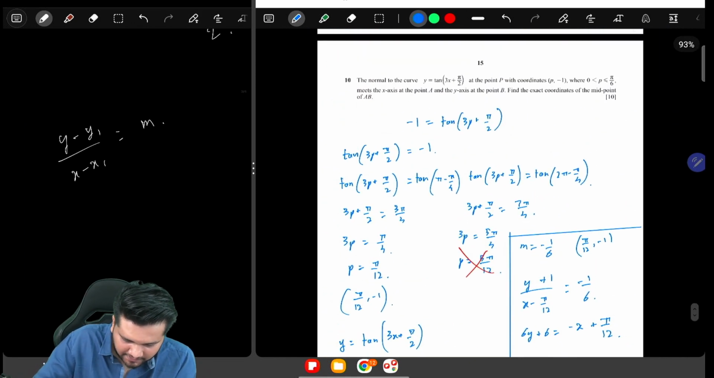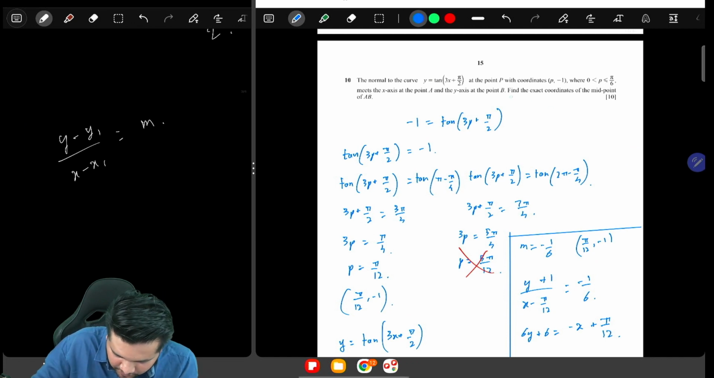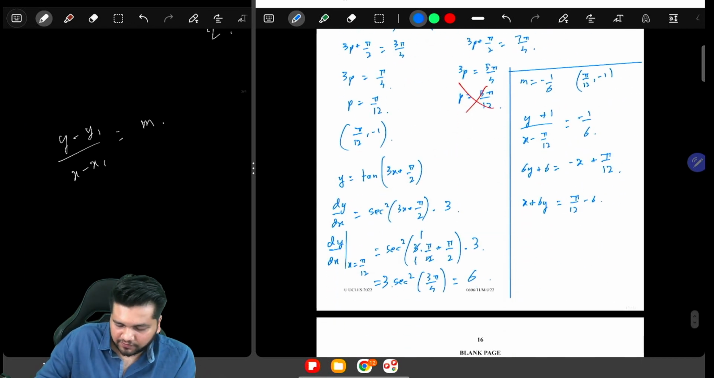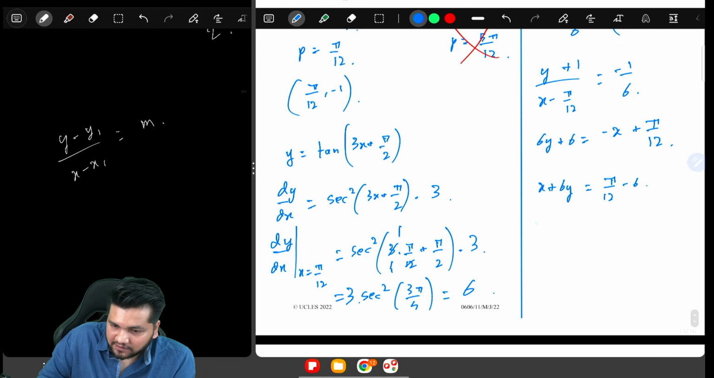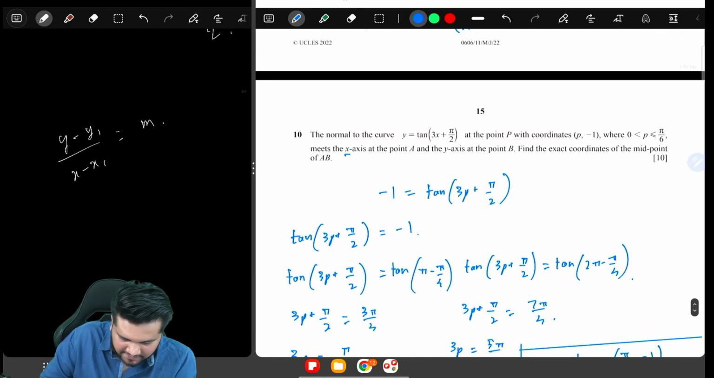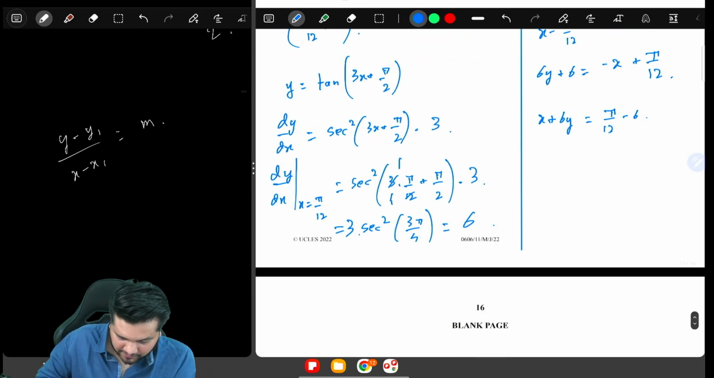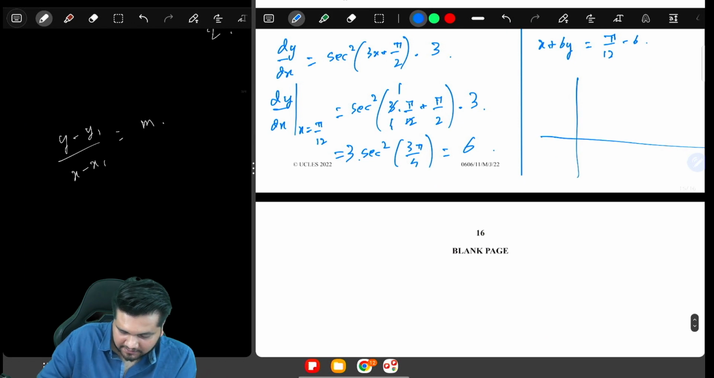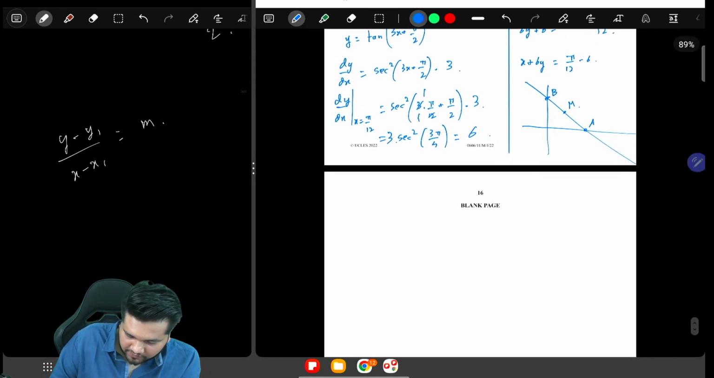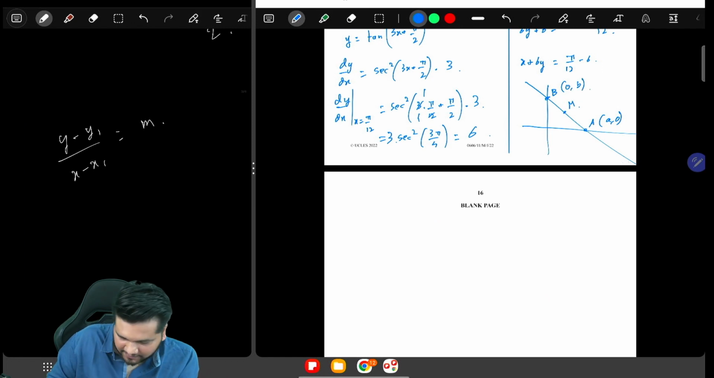Now what they're asking, the final part, is to find the exact coordinates of the midpoint of AB. First of all, we need to find the coordinates of A and B. These are nothing but the x-intercept and y-intercept. So here this might be the normal, this is the A coordinate, this is your B coordinate, and we need to find the midpoint of it. I'll consider A as (a, 0) and B as (0, b), and substitute to get the values of a and b.